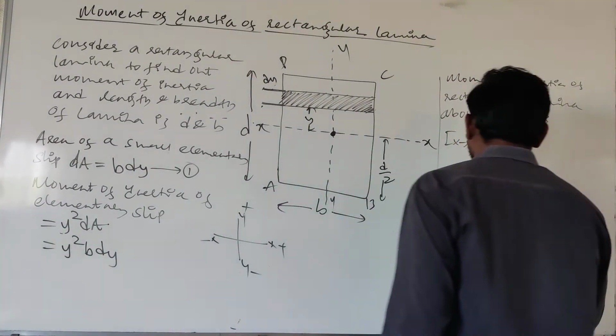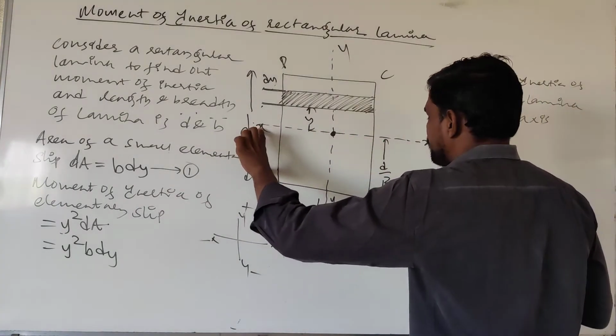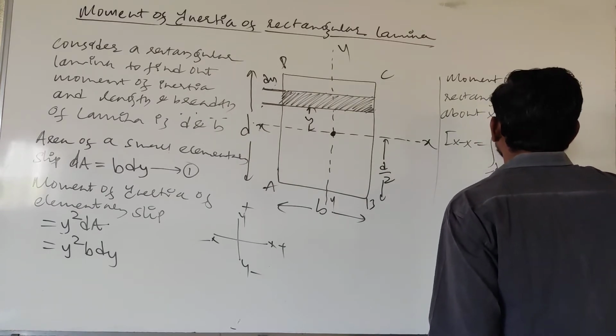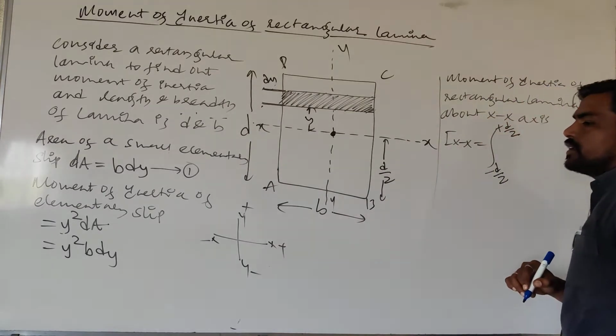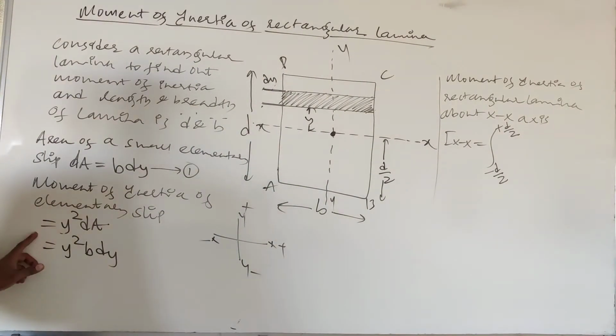So now I am going to take, see, this is the value of x, this is also same D by 2. So minus D by 2 to plus D by 2. So what is the moment of inertia?